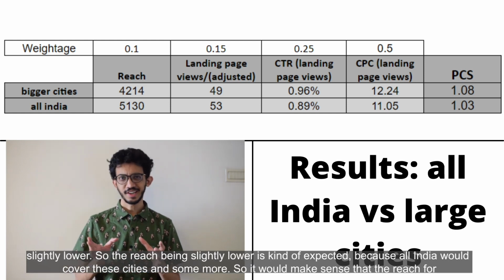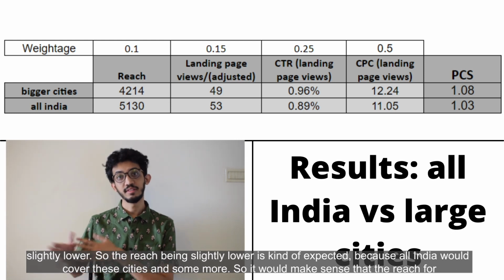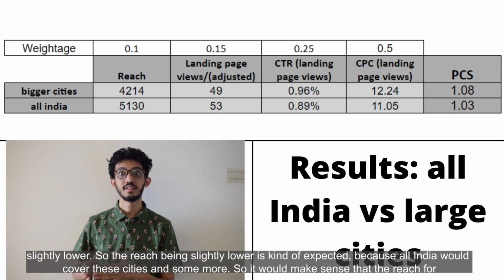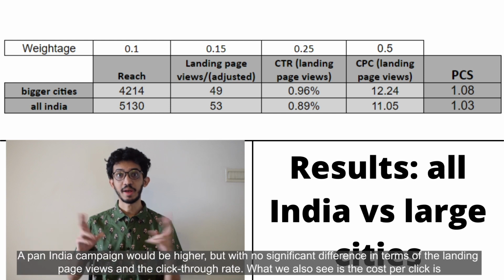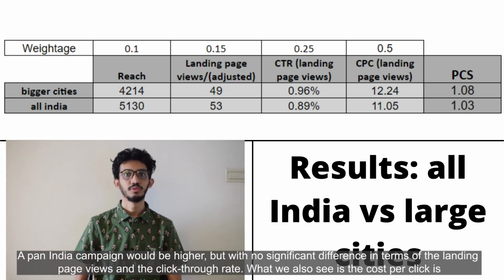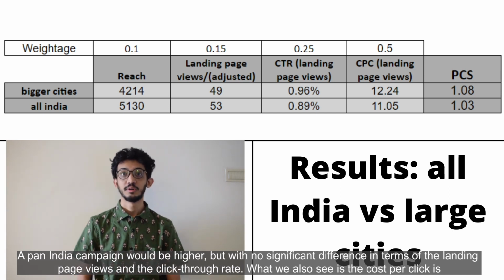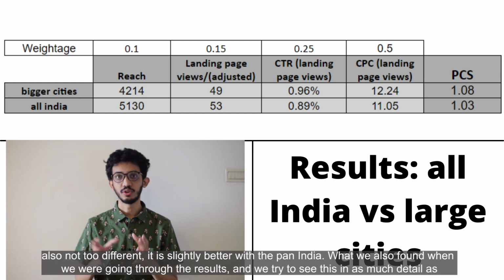The reach being slightly lower is kind of expected because All India would obviously cover these cities and some more. So it would make sense that the reach for a pan-India campaign would be higher. But with no significant difference in terms of the landing page views and the click-through rate, what we also see is the cost per click is also not too different, although it is slightly better with the pan-India campaign.